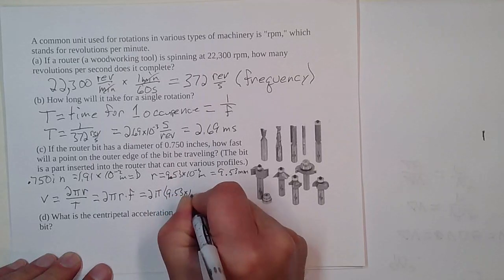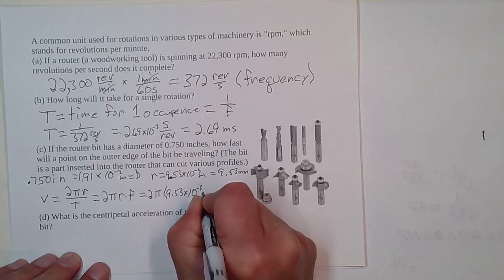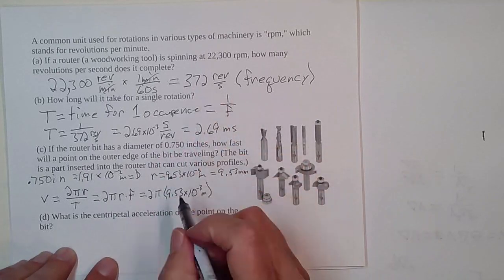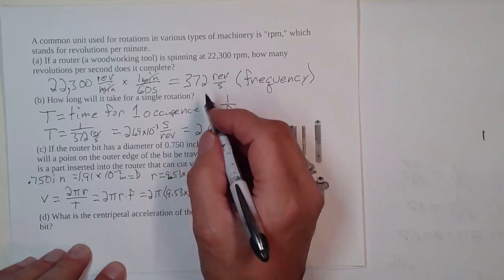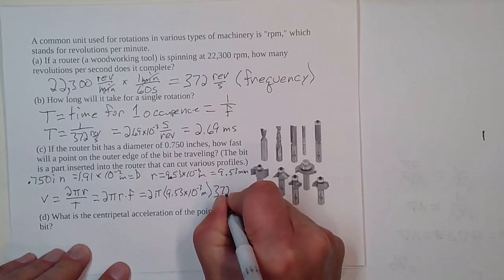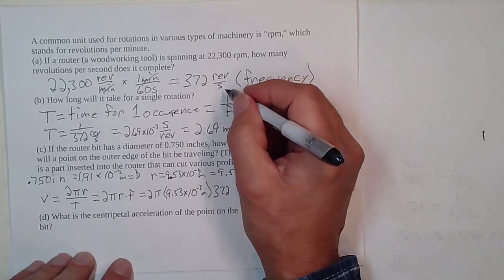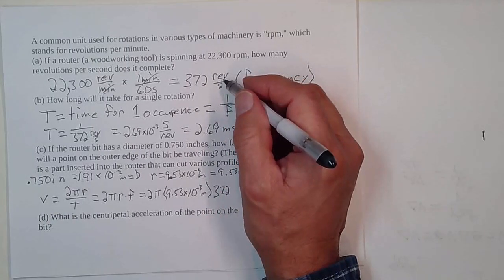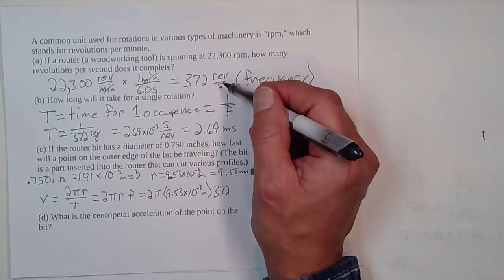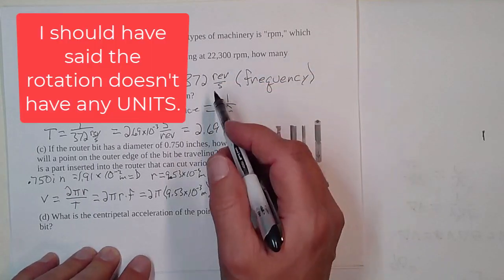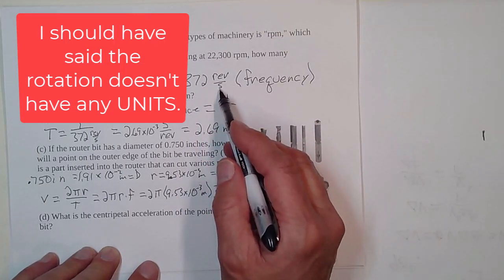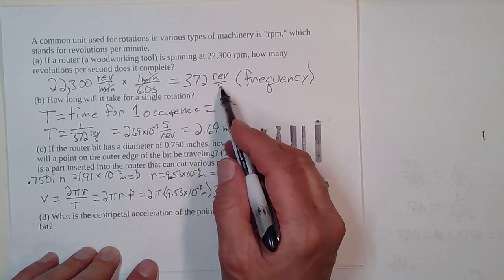So either way we could do this thing, and we just plug in our value for the radius there, 9.53 times 10 to the minus third meters. And then I'll just go ahead and multiply by the frequency there. Now, a revolution is kind of a placeholder unit. It's not an actual physical unit. It's just a rotation. So the actual only units on this thing are the seconds down there in the denominator.